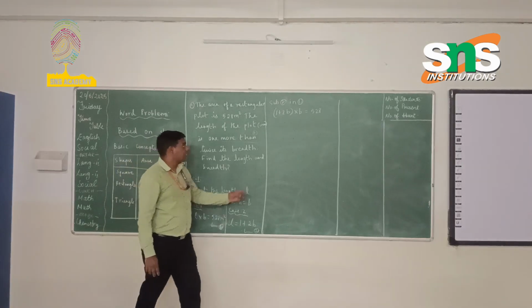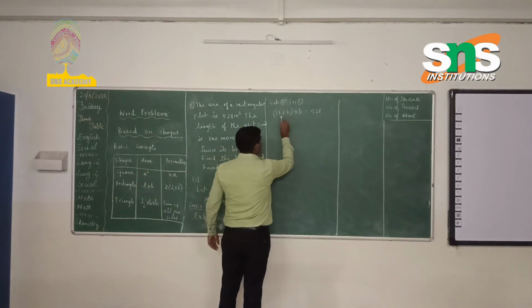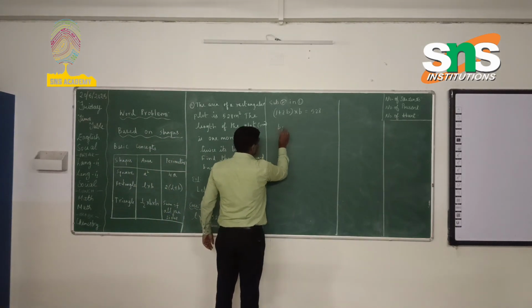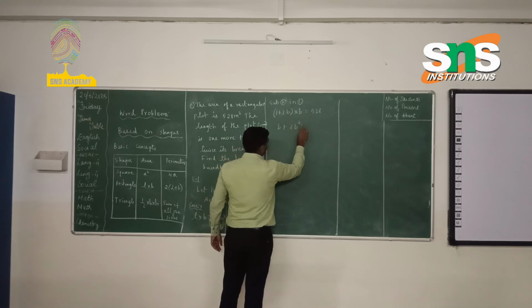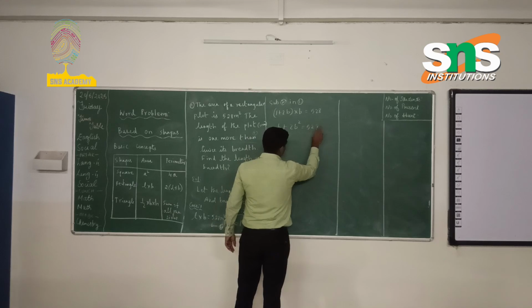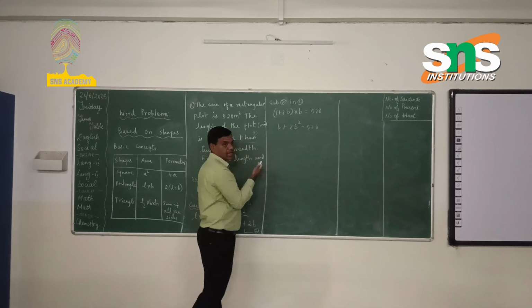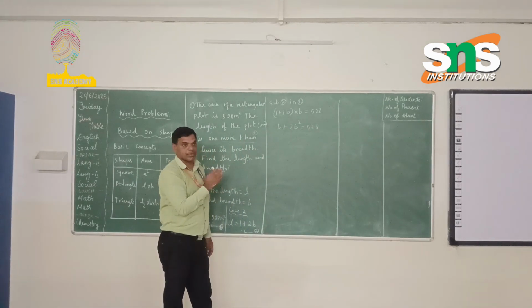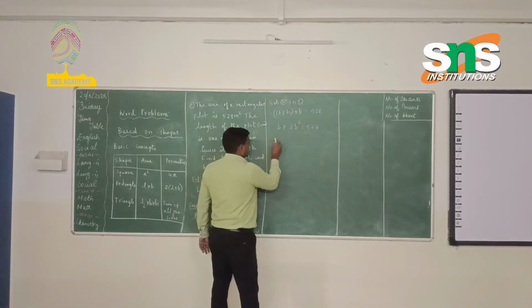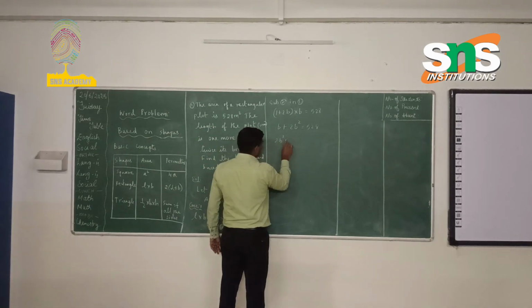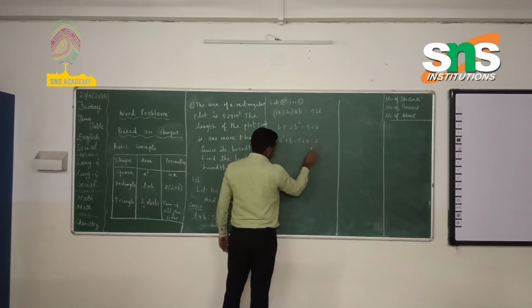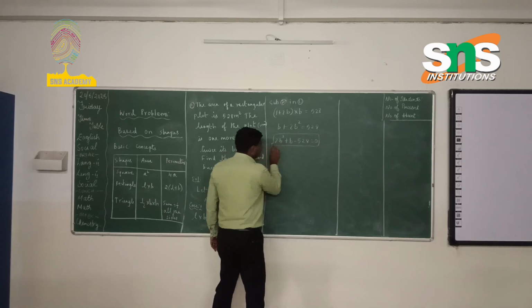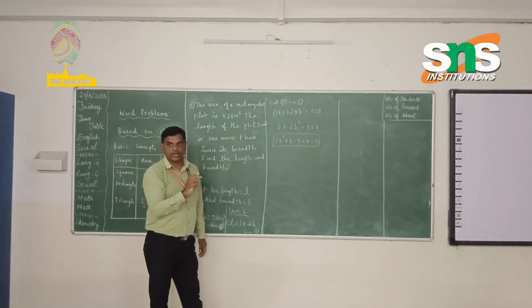So here we can multiply b inside. 1 into b is b, plus 2b into b is 2b square, equal to 528. Previously we had x; here we have taken length and breadth as such. Now regroup this in order: 2b square plus b minus 528 is equal to 0. Do you have any doubts still? Very clear with this?